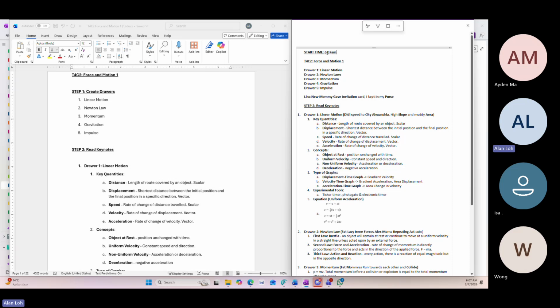Right. I hope everyone remember we have steps to follow. In these 2 to 2.5 hours, we have steps to follow. There are about 10 steps. So step number 1 is to create the drawers. So these are the 5 drawers that I've created.